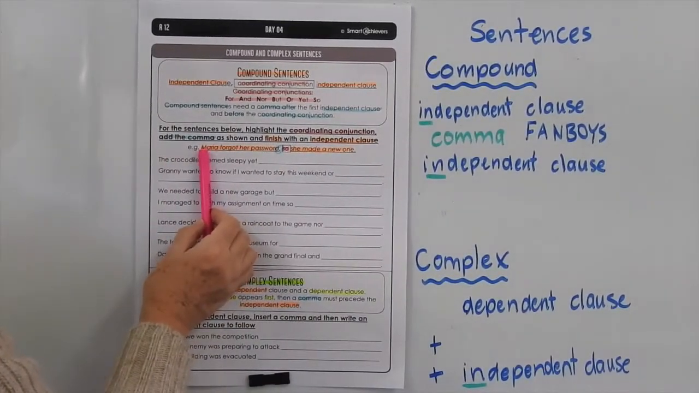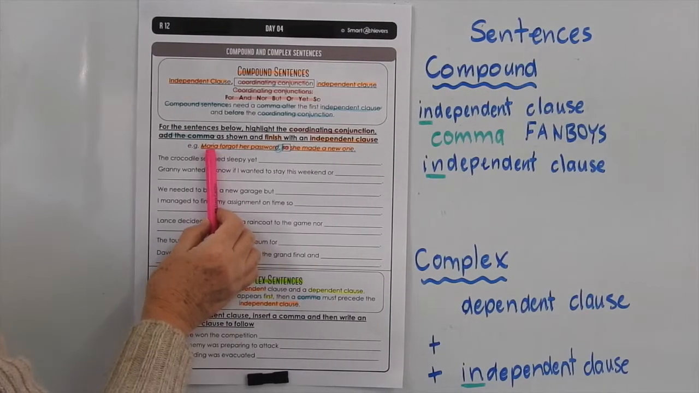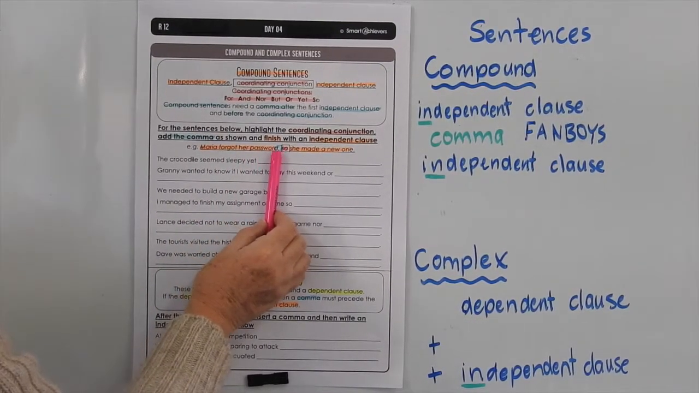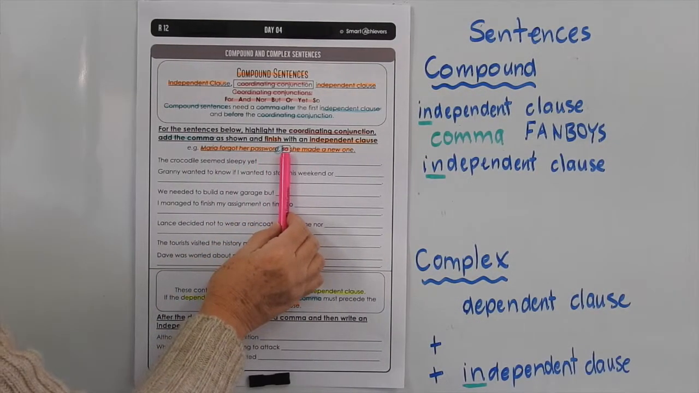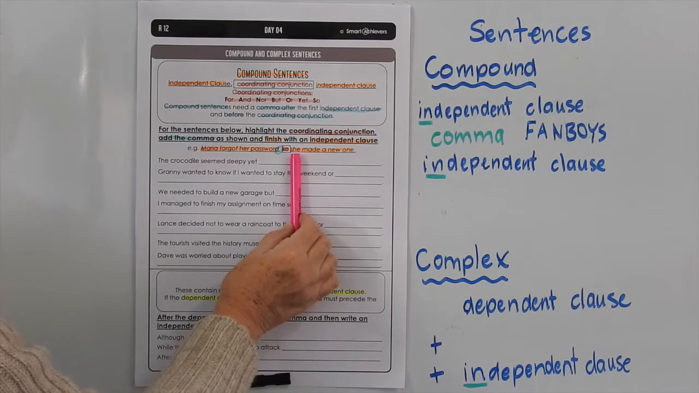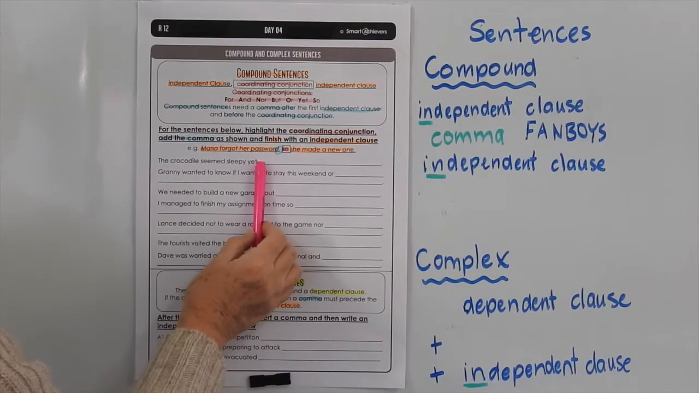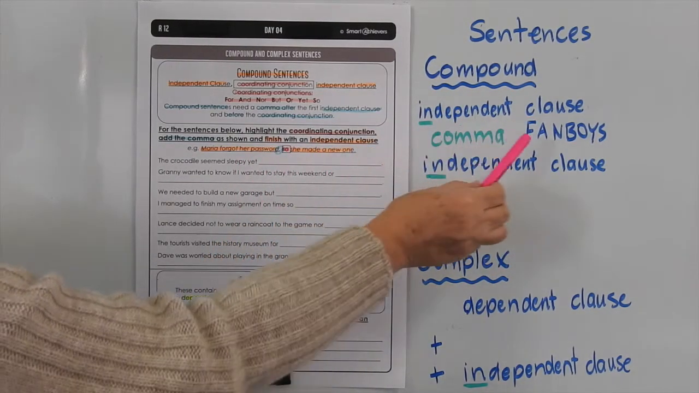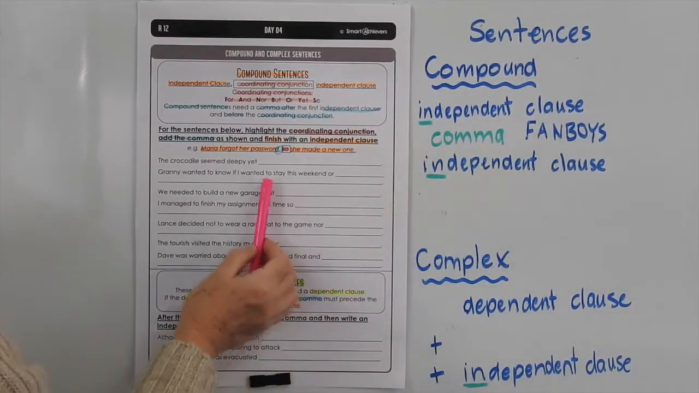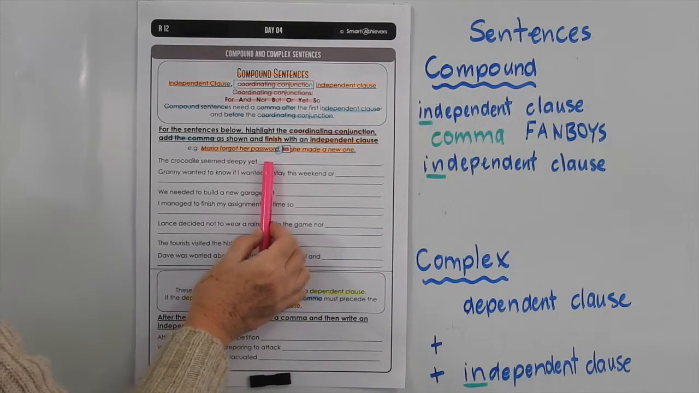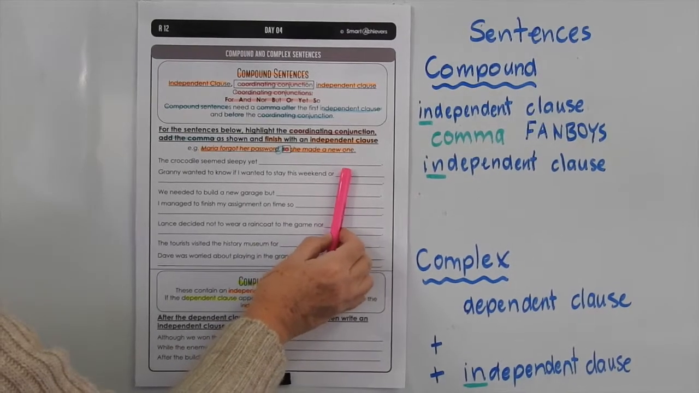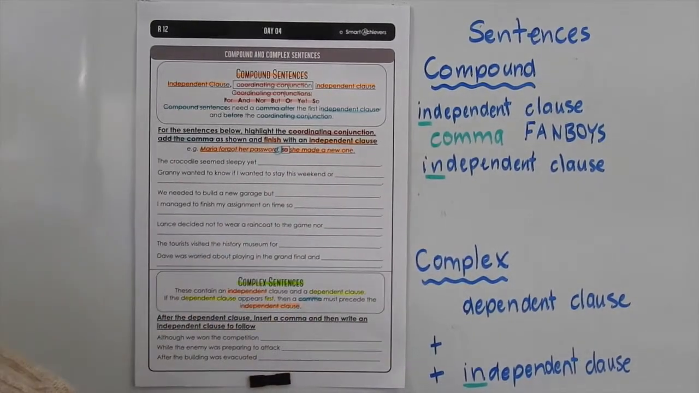So this is the example. We've got an independent clause: Maria forgot her password, comma, then the coordinating conjunction, then another independent clause: she made a new one. So you can go through and pop those commas in before the FANBOYS or the coordinating conjunction, and then finish each of those compound sentences off with an independent clause.